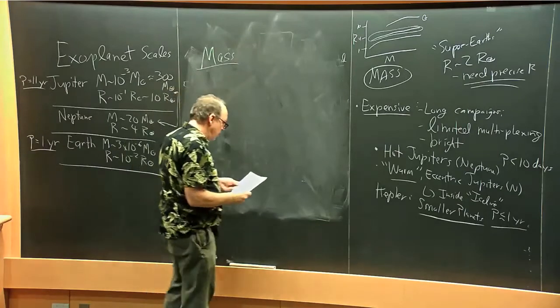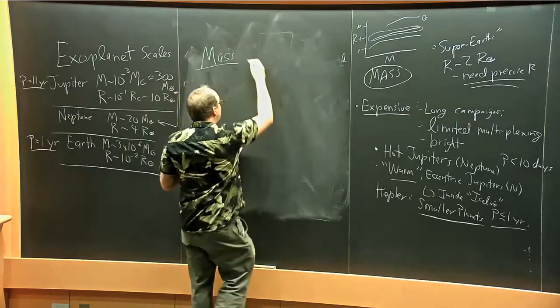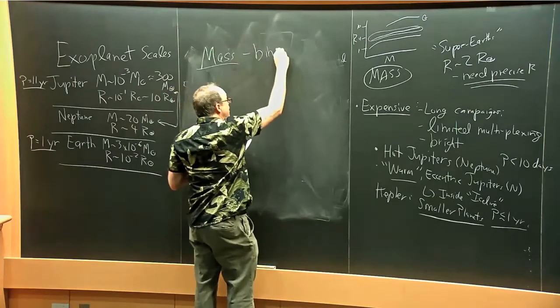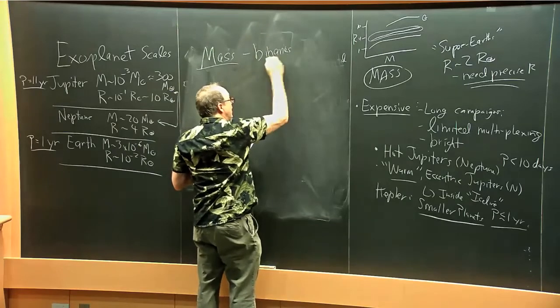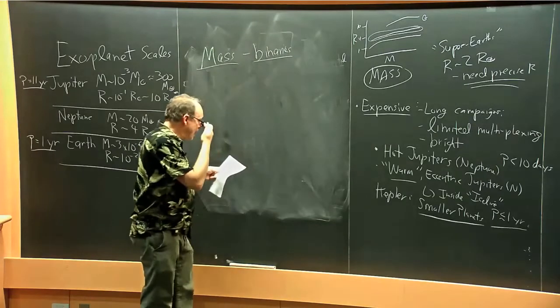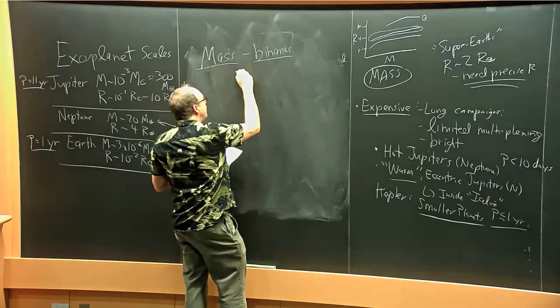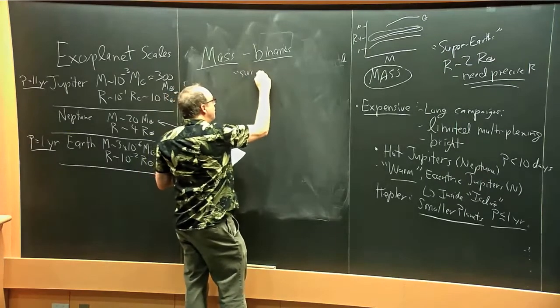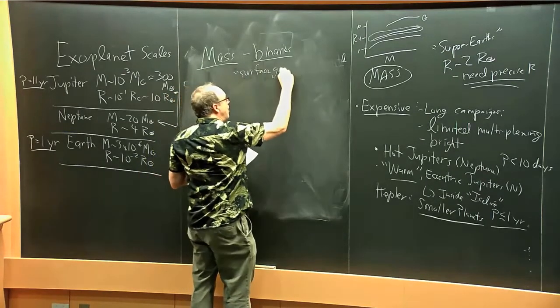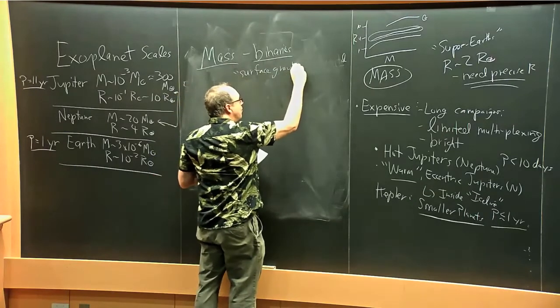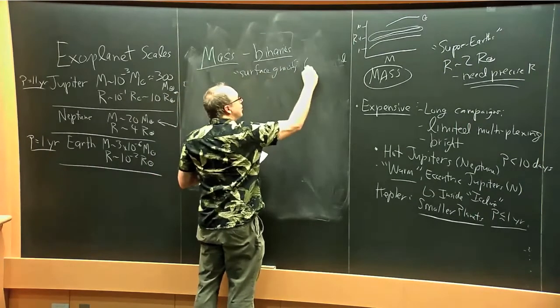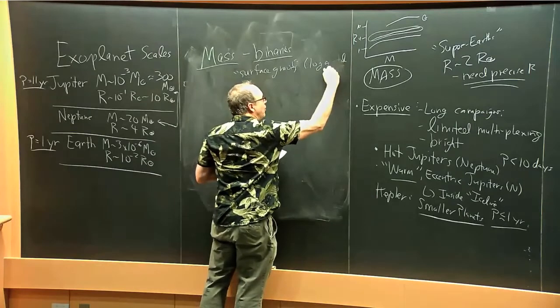Typically, if I was trying to worry about the ability to measure mass, I could measure it directly in things like binaries. I could also measure surface gravity from spectra, typically expressed as a logarithm of this, or log g.